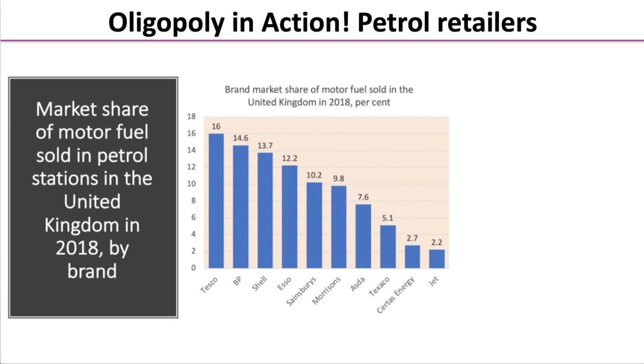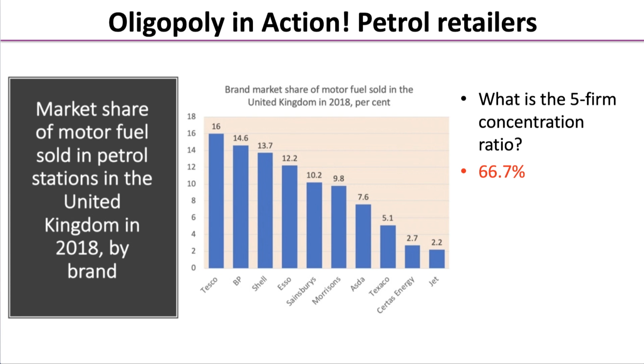Let's explore one in action a little bit further and look at some petrol retailers. Here you can see the market share of motor fuel sold in petrol stations in the UK in 2018 by brand. Calculate the 5-firm concentration ratio. Pause now. Okay, hopefully you got 66.7% by adding together the market share of the top 5 firms.